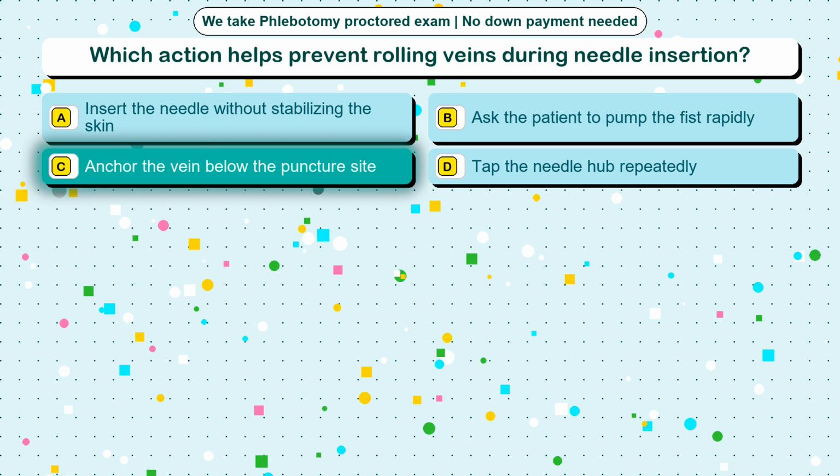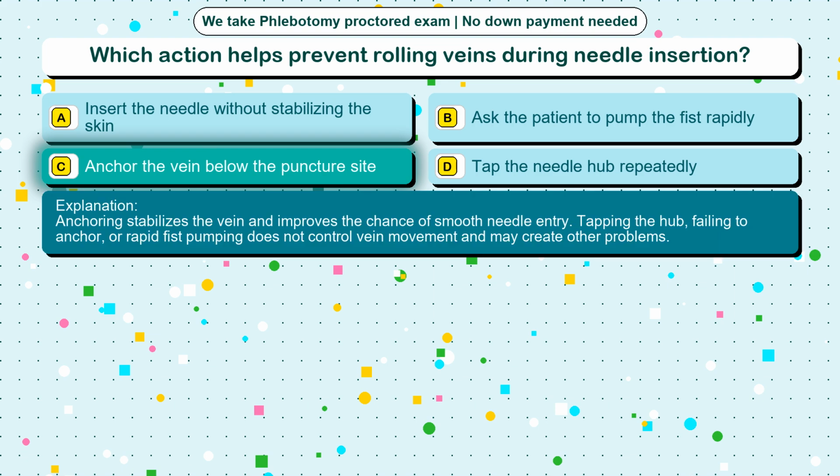The correct answer is option C, anchor the vein below the puncture site. Anchoring stabilizes the vein and improves the chance of smooth needle entry. Tapping the hub, failing to anchor, or rapid fist pumping does not control vein movement and may create other problems.